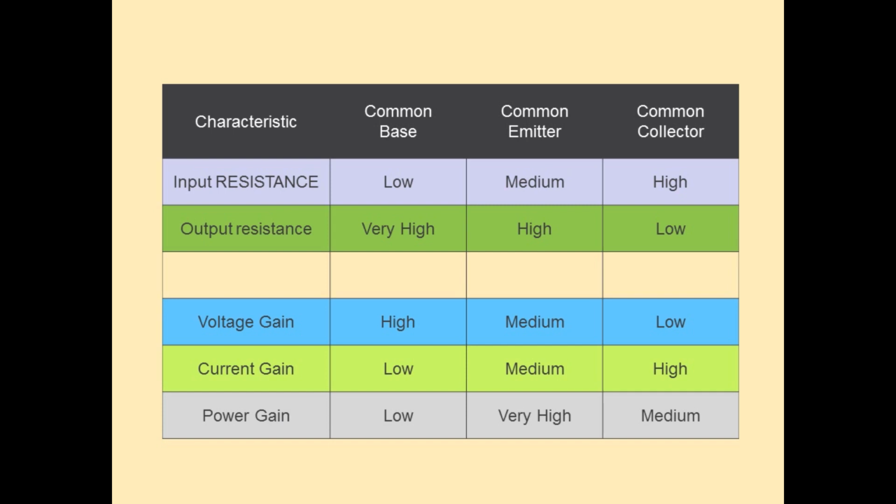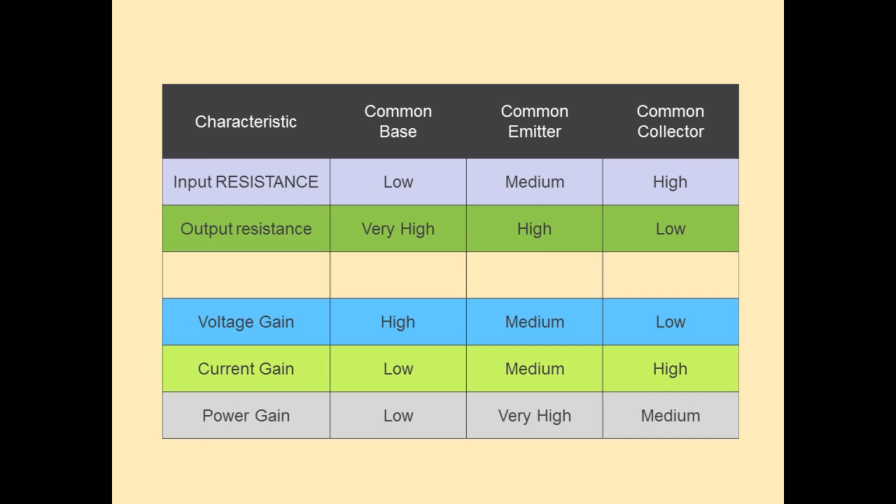Comparison table of CB, CE and CC modes of configuration, and characteristic property input resistance. The input resistance is low in the case of common base configuration, medium in the case of common emitter configuration, and very high in the case of common collector configuration. And output resistance is very low in the case of common collector configuration and very high in the case of common base configuration.